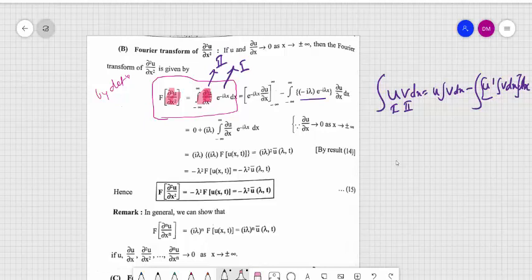Again observe that as we have assumed, as x tends to infinity or minus infinity, ∂u/∂x tends to 0. So this tends to 0 as x tends to infinity or minus infinity, for the upper limit as well as the lower limit. So this term will vanish. Now just focus on this: minus minus becomes plus. iλ is a constant, taking it outside. So we get up to this.